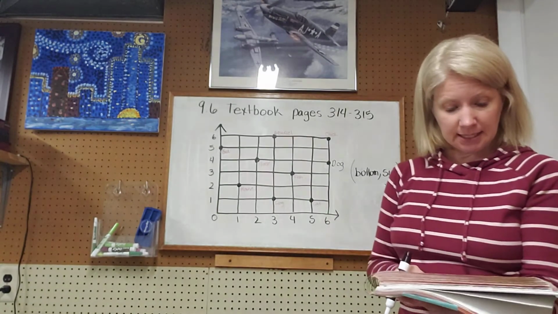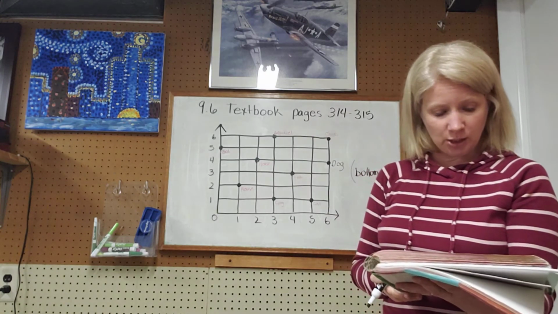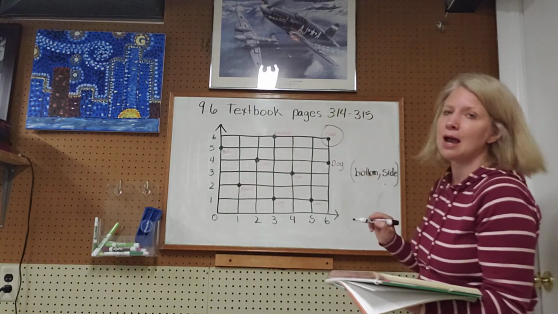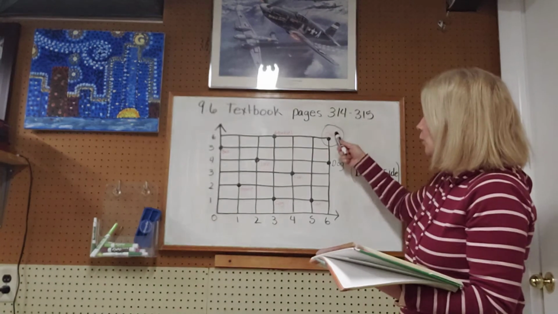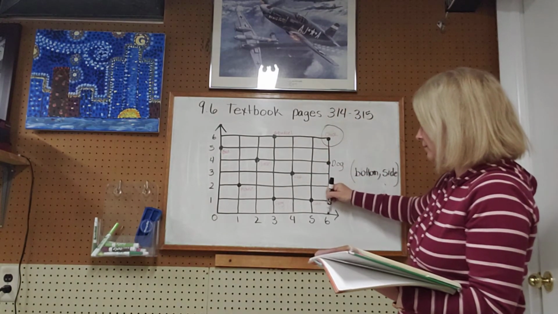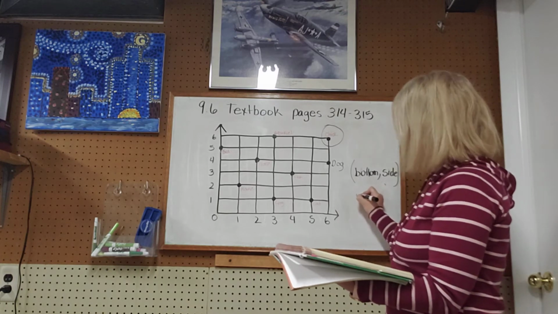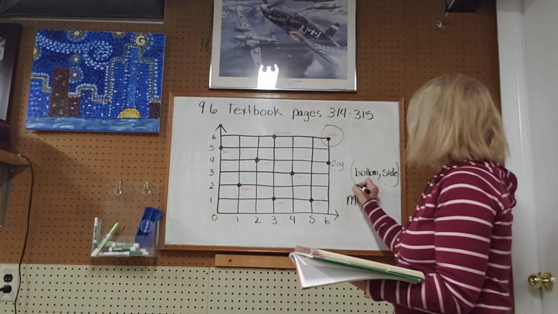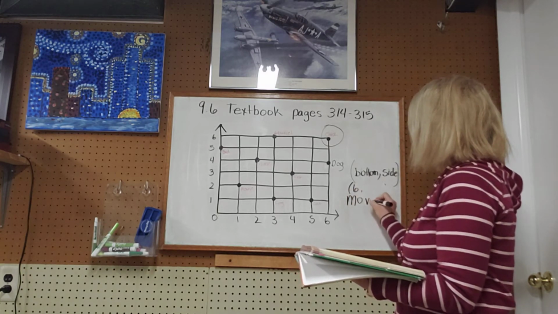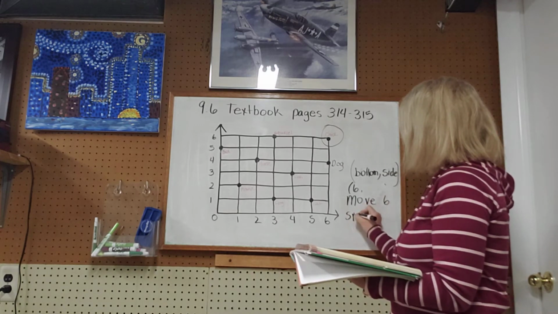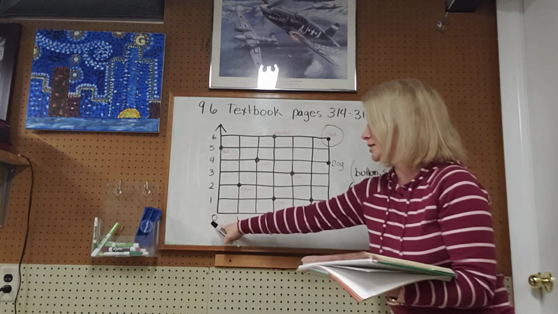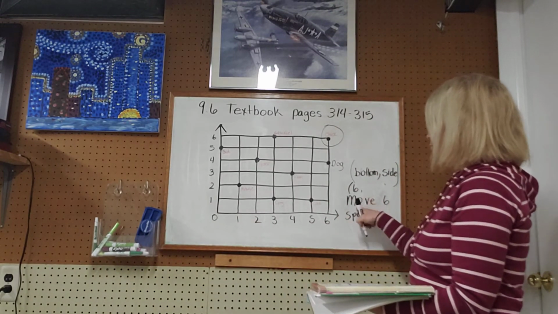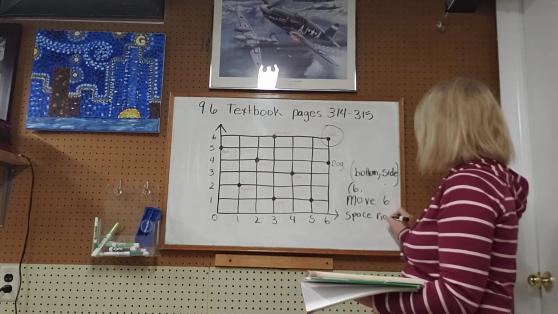Number 8 says, tell how you would find the ordered pair to locate the chick. So let's find the chick, and here's the chick up here, way at the top, the tippy top corner. We need to go over first. You would say move, because the first number is 6, so you move 6 spaces right. We always start at the 0, and then we go to the right, and we have to move over 6 spaces. That's how we would find it.